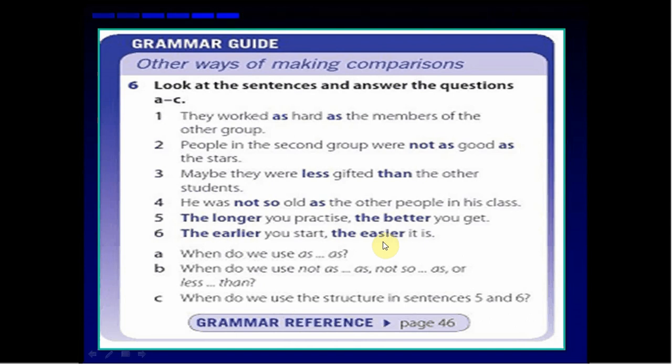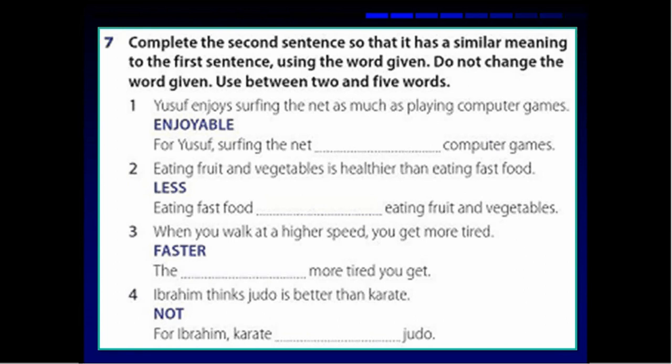another comparative. Complete the second sentence so that it has a similar meaning to the first sentence using the word given. Don't change the word given. Use between 2 and 5 words. Number 1. Enjoyable.